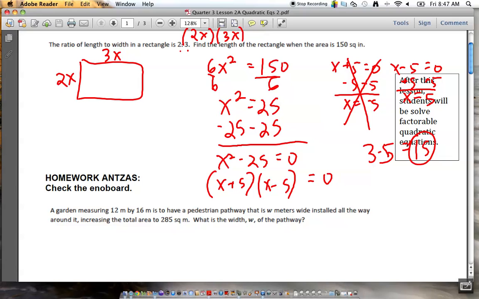I made a stupid mistake. That's what I did. Go ahead. I added the 3x and then 2x. So that's a perimeter thing again.